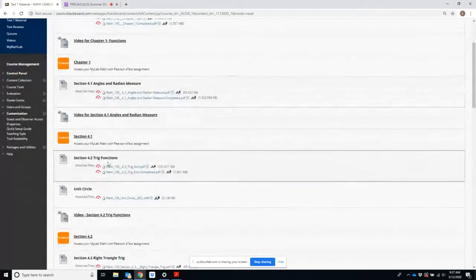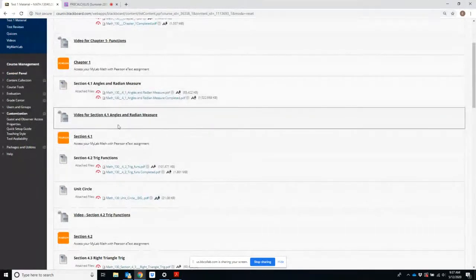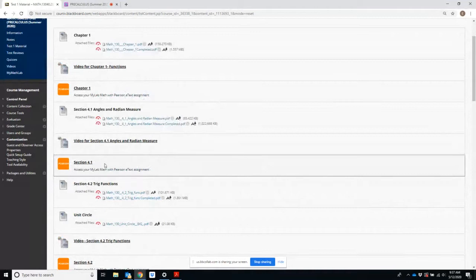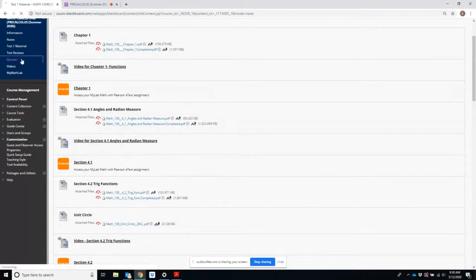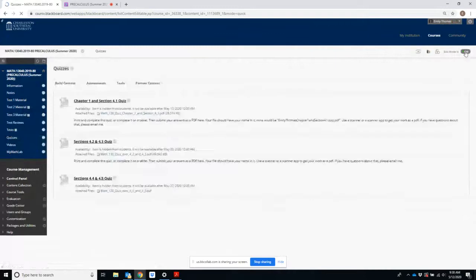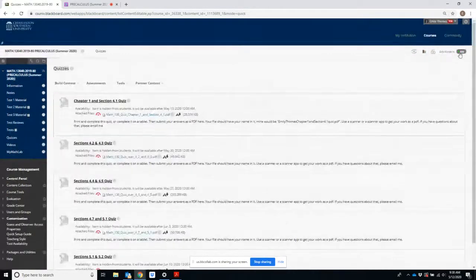So after every 2 sections, you have a quiz, which you can't see right now because it won't be available till that Wednesday, but it'll pop up right in here. Or you can always click on the quizzes tab. Right now this will look blank, but you'll see they're all there. They'll just load when it's time.